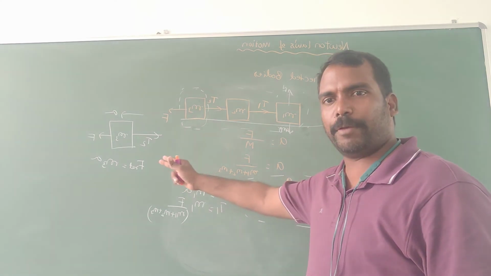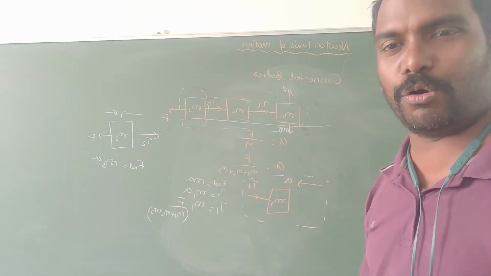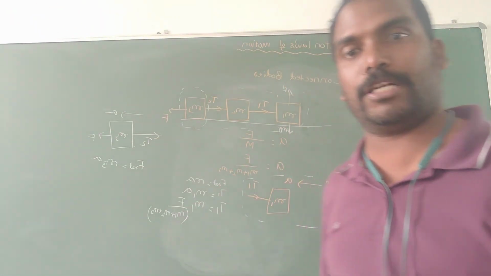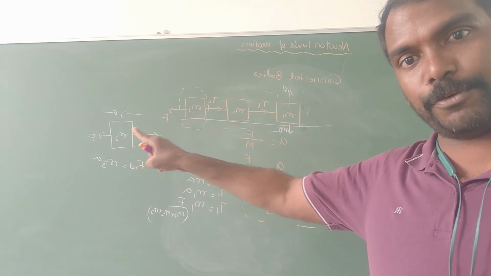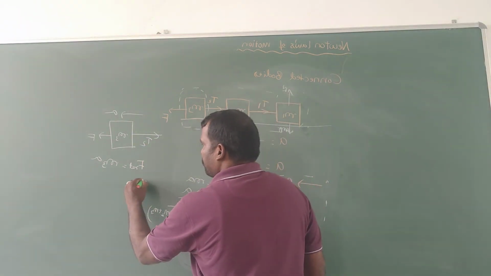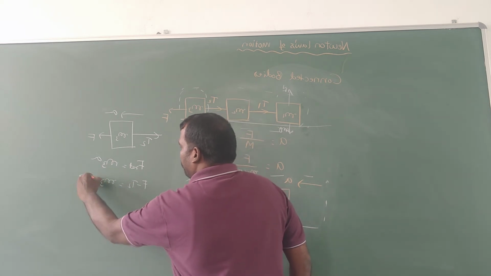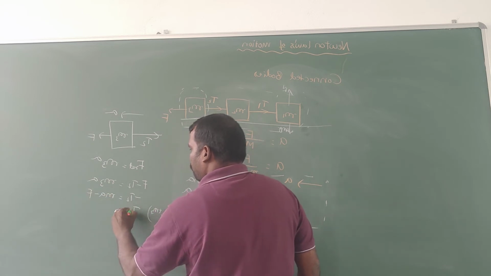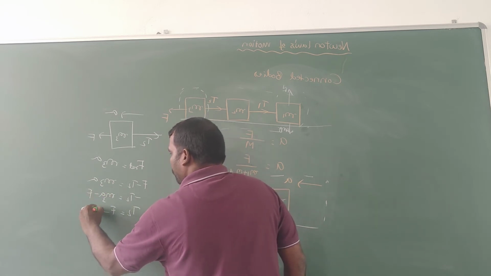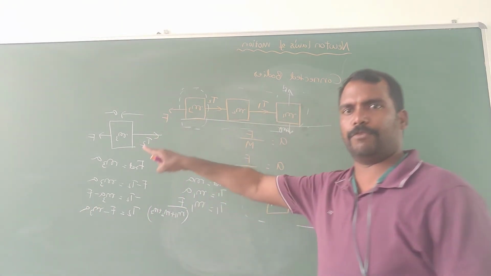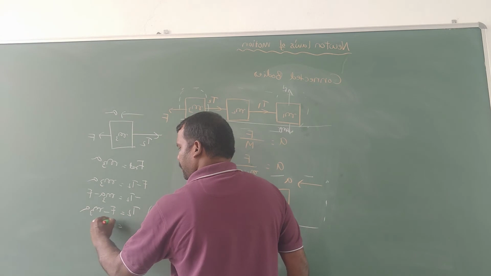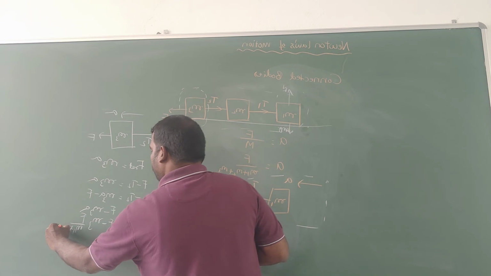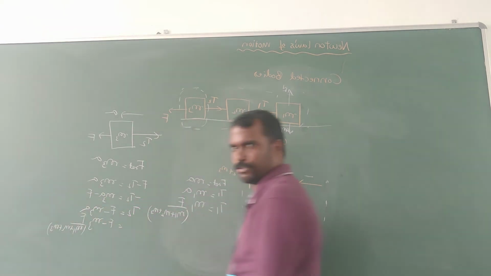Next, F net equals m3 a. Students again have a doubt: who is greatest, F minus T2 or T2 minus F? The total system moves in the direction of F, so F is greater. Therefore F minus T2 is equal to m3 a. So minus T2 equals m3 a minus F, and T2 equals F minus m3 a. We already know the value of a, so substitute it: F minus m3 into F by m1 plus m2 plus m3.